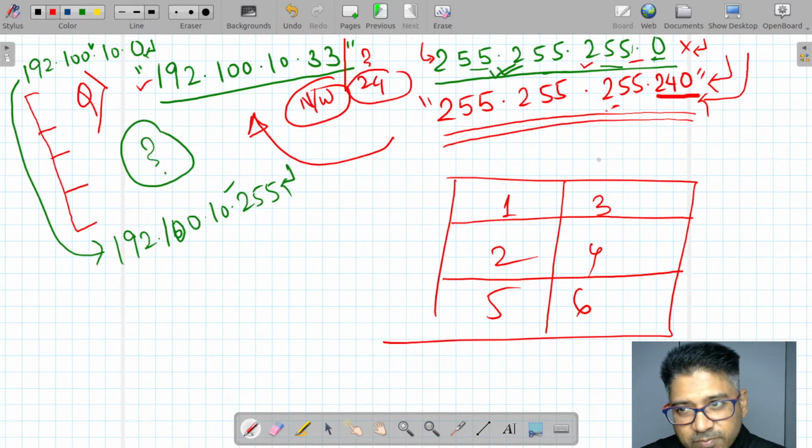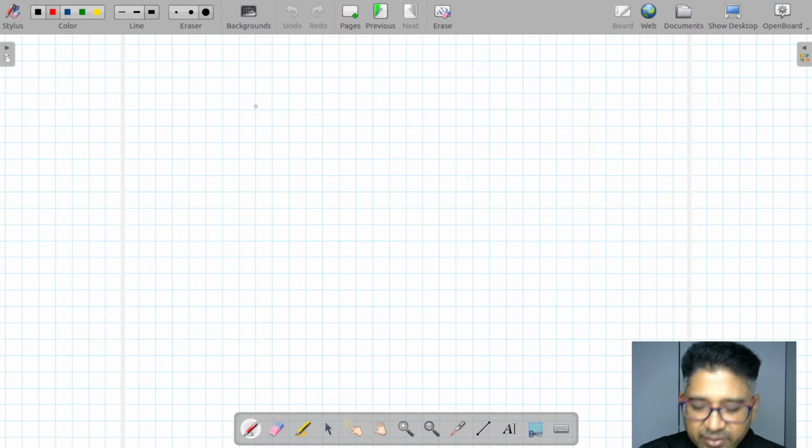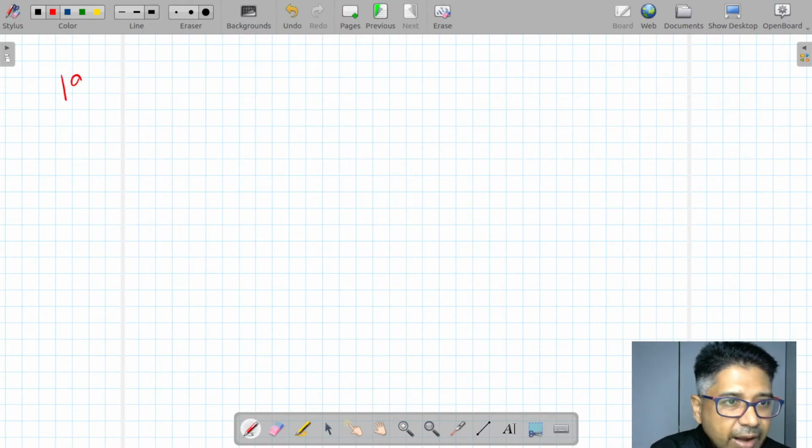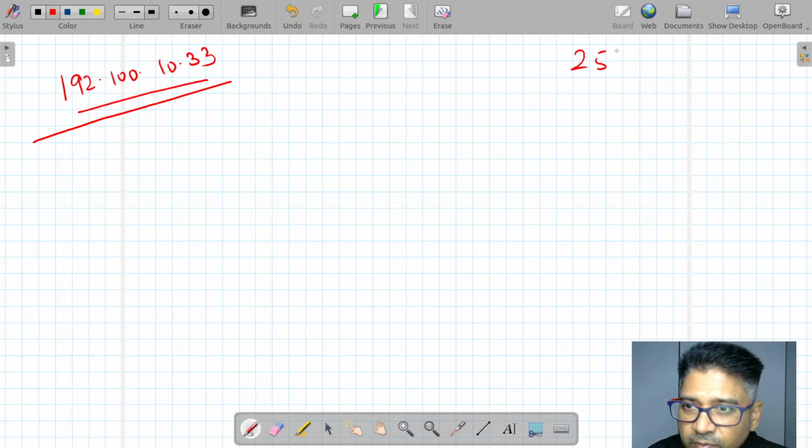Clear question? Okay, let's move on. I'm going to write this again. My IP, I'm going to write 190.100.10.3. I park my IP here. Now my subnet mask is 255.255.255.240, right?